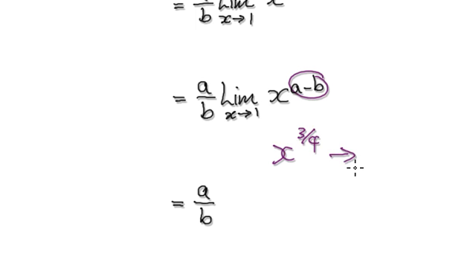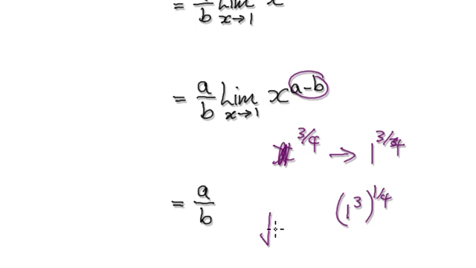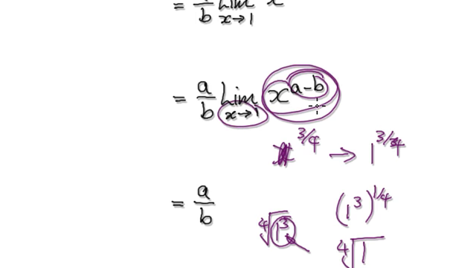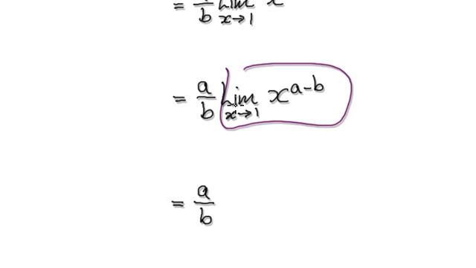Then you can break this up as 1. So this is 1. So you can imagine this as being like this. You can break this up as 1 to the power of 3, and then this. So this thing here is going to be 1. So when you take the fourth root, it will still be 1, and so on. Well, this whole thing here, as x tends to 1, will be 1. So this whole thing here will be 1. So the limit is a over b. Okay.